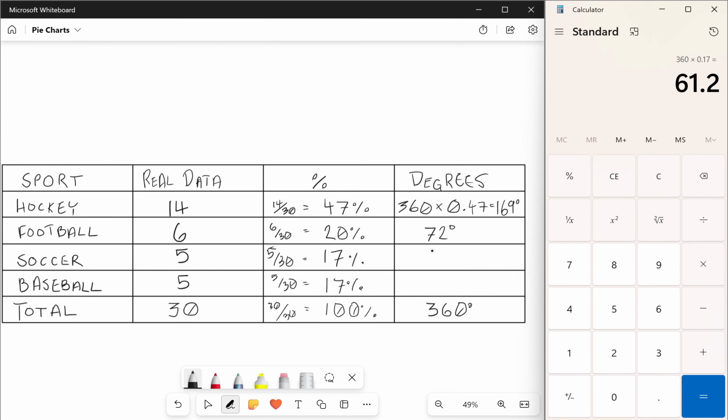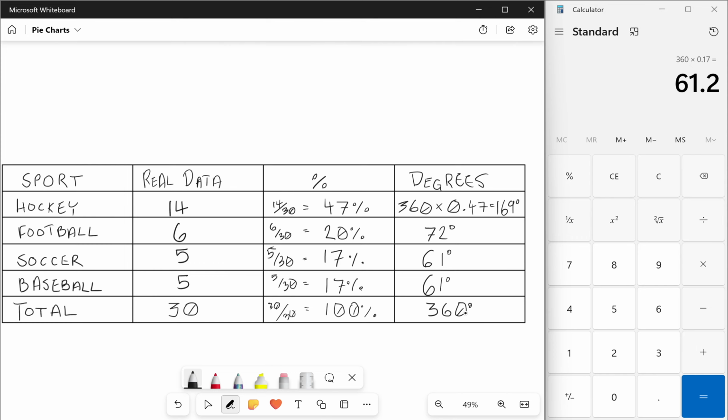61.2. Let's round it to the nearest whole: 61 degrees. And these are both 17%. So I know if this is 61 degrees, so is this. It's the same number. Okay. So if I add all these up together, they should add up to 360.